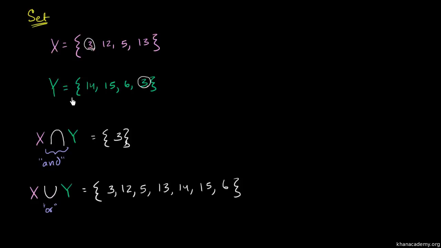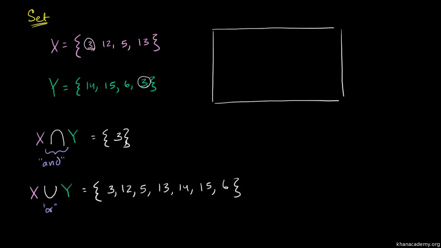And one way to visualize sets and visualize intersections and unions and more complicated things is using a Venn diagram. So let's say this whole box, you could view that as a set of all numbers. We have set X. I'll just draw it as a circle right over here. And I could even draw the elements of set X: 3, 5, 12, and 13.